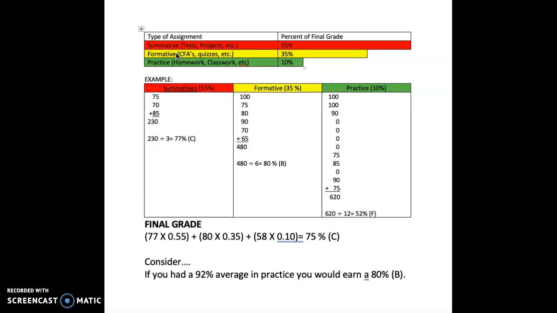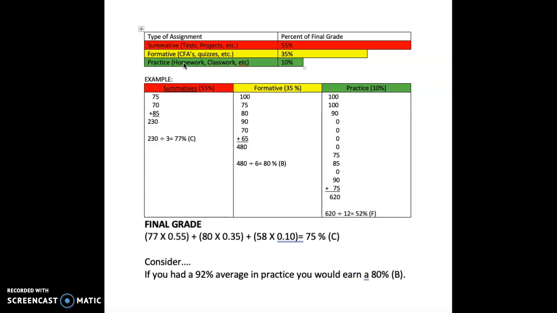Formative assessments are 35%. These are things like common formative assessments, or CFAs, quizzes, and other assignments where we stop throughout a unit to check for your understanding. Finally, practice, things like homework and classwork and other activities that are used as practice, count as 10%, and often they are not graded for accuracy but instead for completion.